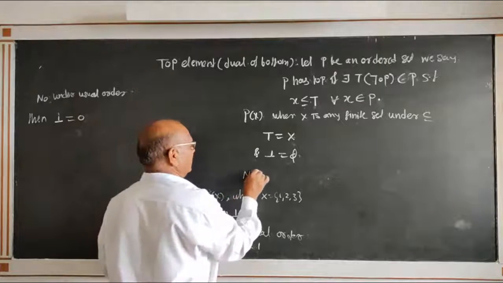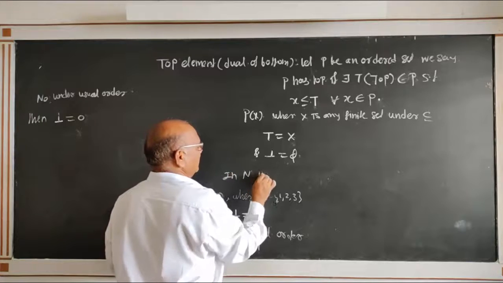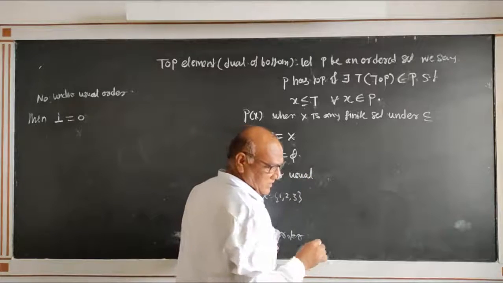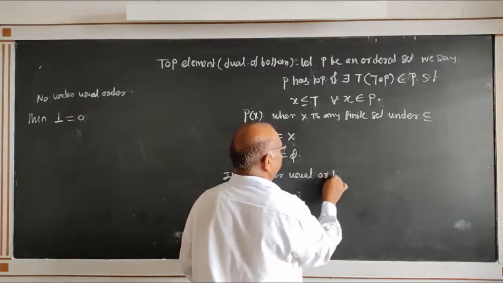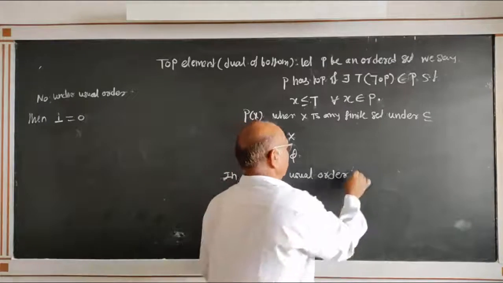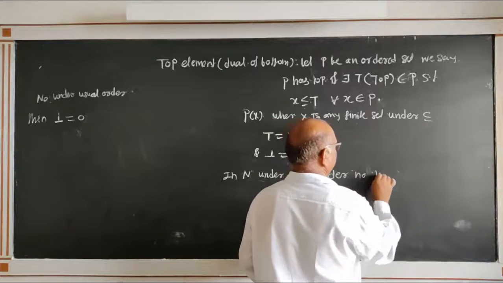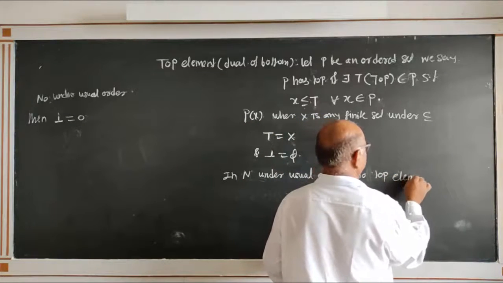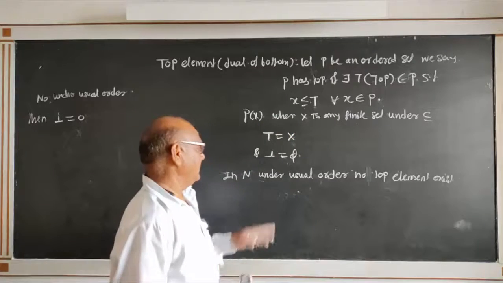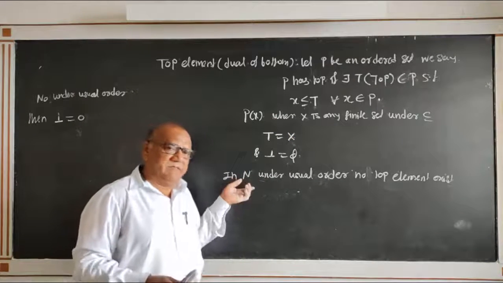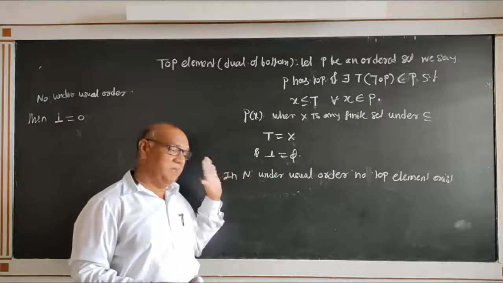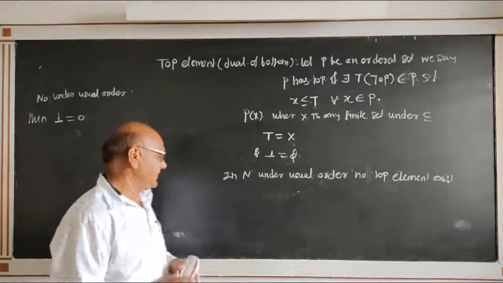In N, under the usual order, no top element exists. Because N is infinite. If N is finite, then a finite set maybe has a top element.